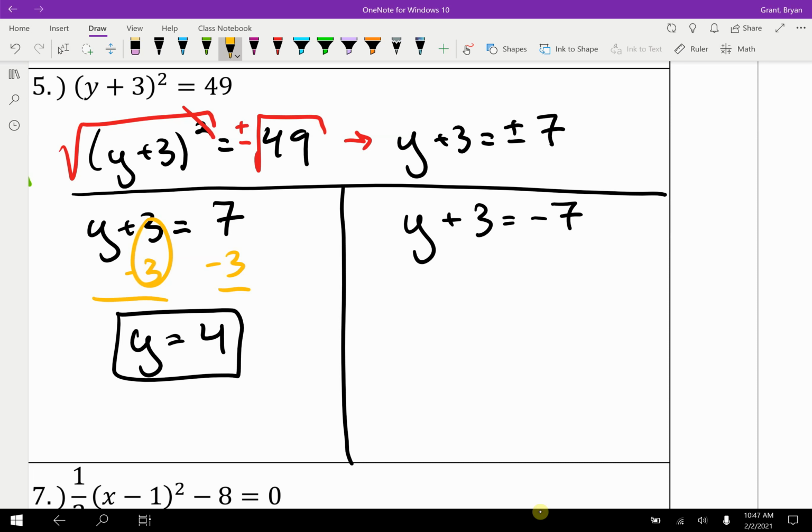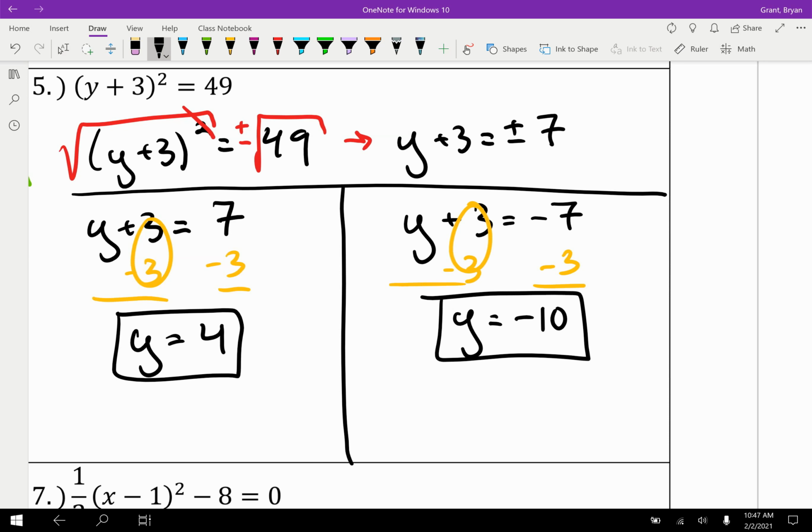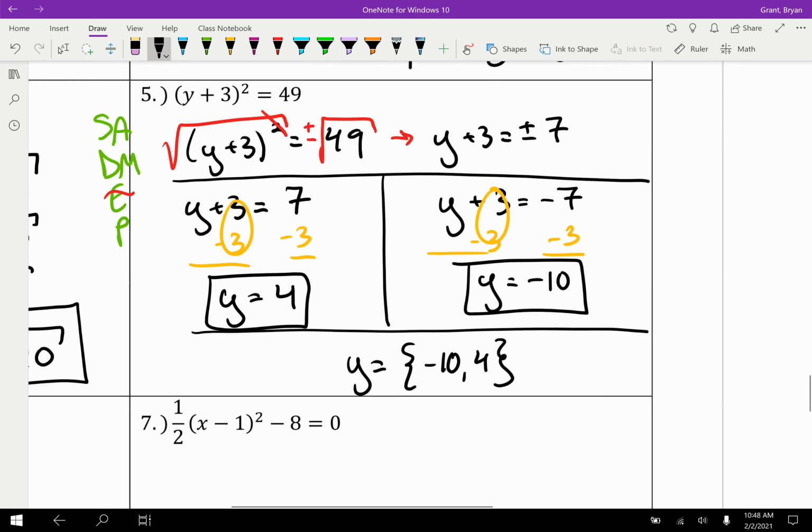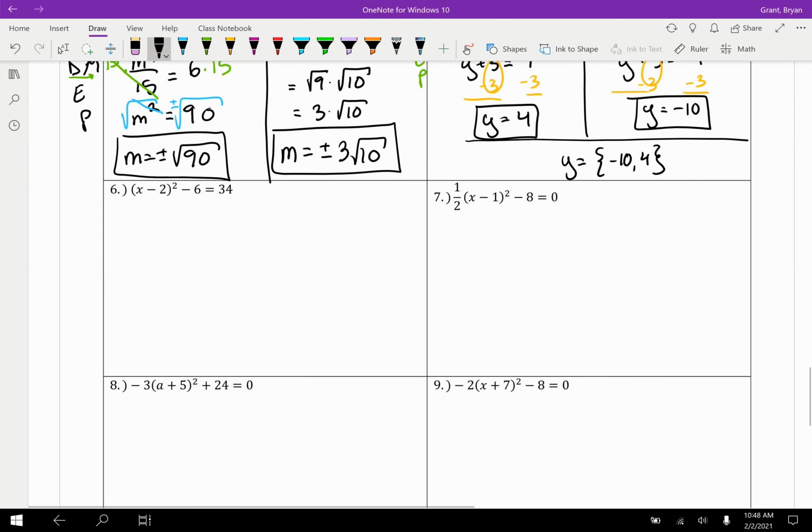To finish solving this, we subtract 3 from each side. And look at this. Negative 7 minus 3 is not negative 4. Negative 7 and get 3 more negative is actually negative 10. So there are 2 answers to this problem, and you need to list both of them. You can either list them like I did here, or if you wanted to put them as one answer, you could say negative 10 and 4. Definitely a little different. Okay, let's go ahead and try one more, or a couple more here.